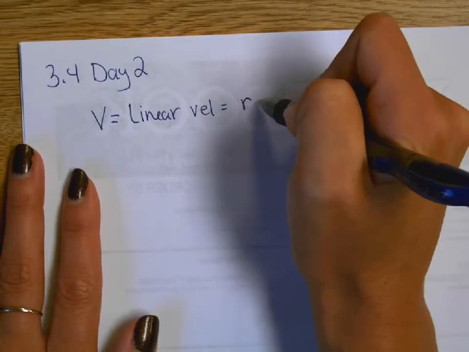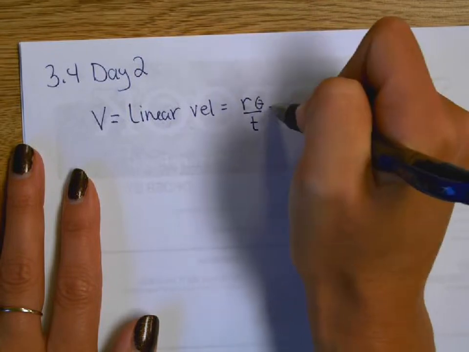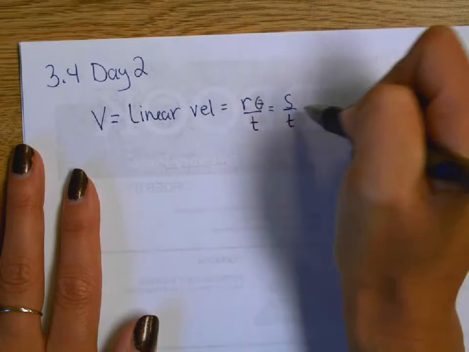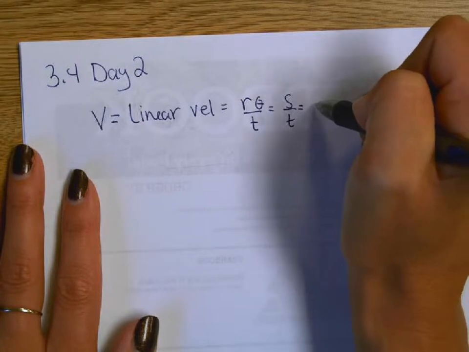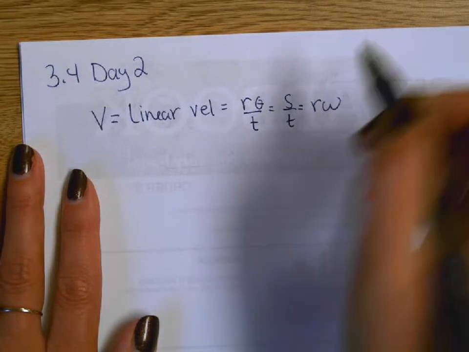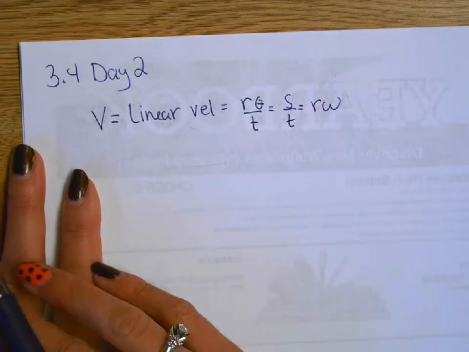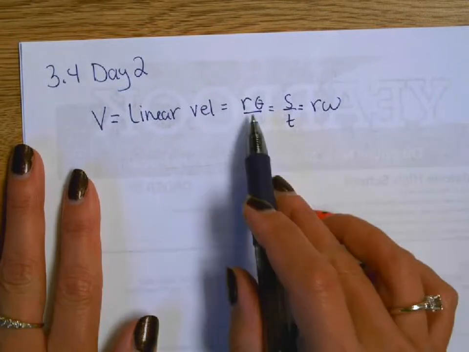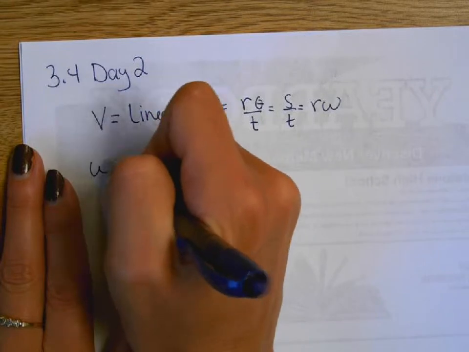R times theta over t, which came from S over t, because S equals R times theta, and then we had RW. So you really have 3 versions for big V, because they won't give you just one all the time. The information they give you depends on which formula you will come back and use.